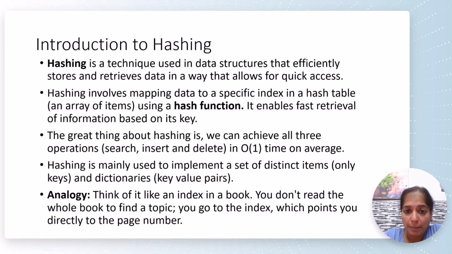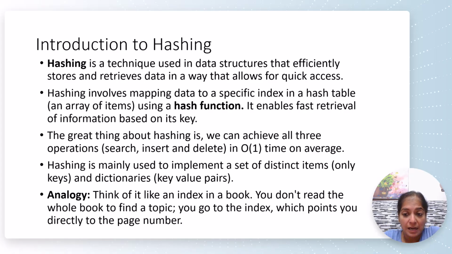Hashing is also called mapping because we map the data on a specific index in a hash table. We generally implement hash tables using arrays. So it allows us fast retrieval of data based on its key, or also its index. The most important thing about hashing is that all the required operations, whether it is searching, insertion, or deletion of data, can be performed in big O of one time on average.